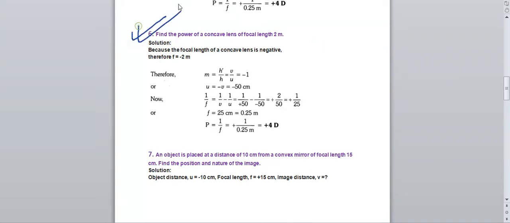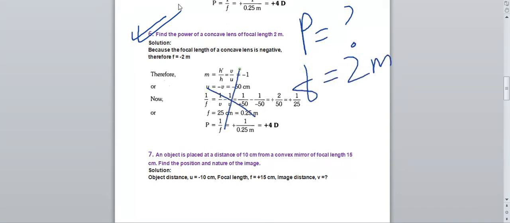Okay, once again we'll go through this question. We have to find the power of a concave lens. Power we have to find. Focal length is given as 2 meters. Since it is a concave lens, we have to take focal length as negative, -2 meter.